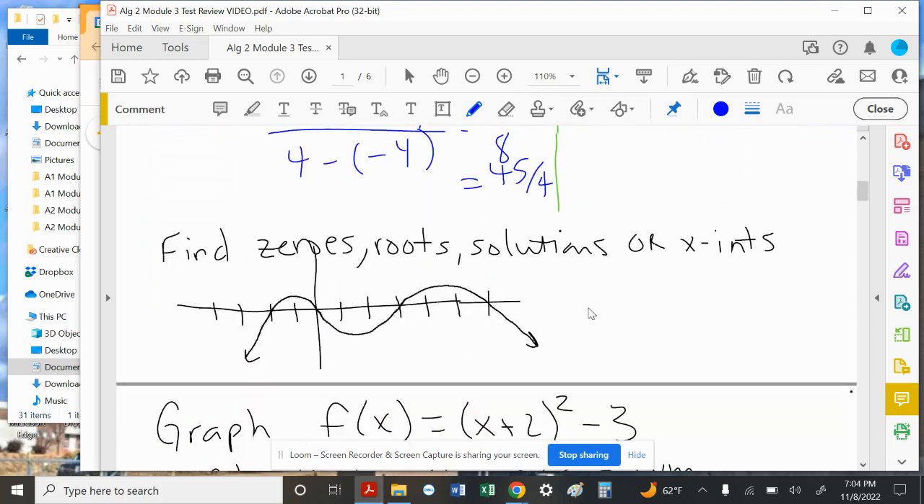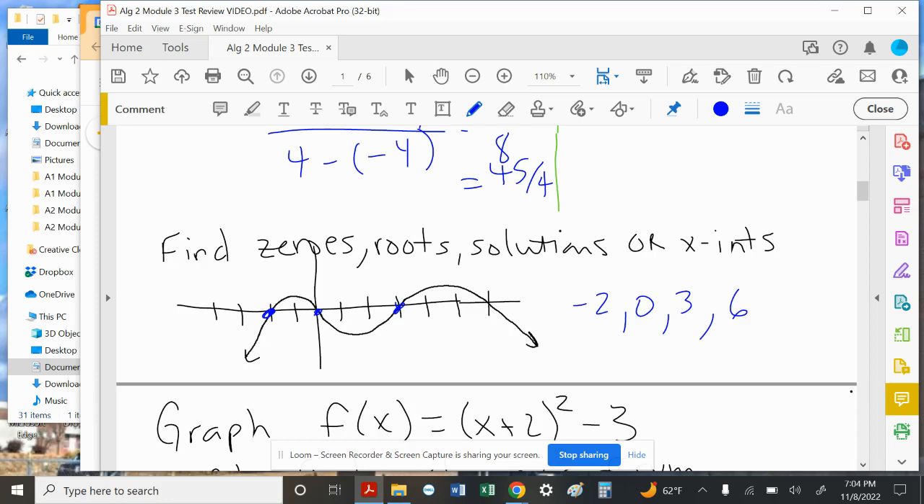Now we have to find the zeros. So this is actually really simple. So if we have a graph and we have to figure out the zeros, remember the zeros, roots, solutions, or x-intercepts all are where they cross the x-axis. So I have one at negative 2. I have one at 0. I have one at 3. And I have one at 6.